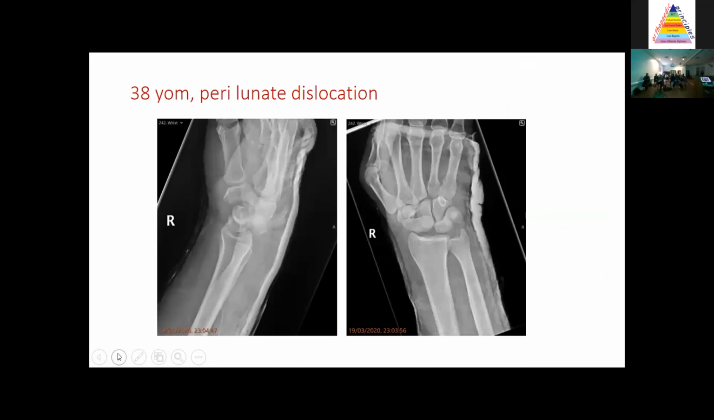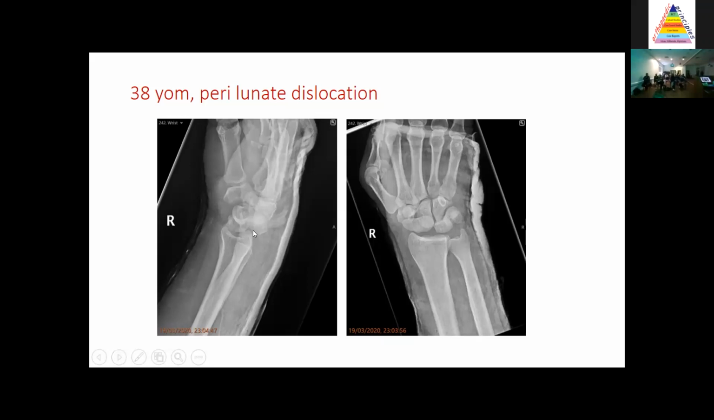What's this? Yes, perilunate. Do we agree? Look at all the carpus. Yes. And something is happening with the scaphoid also, see? So who knows, the scaphoid may have, like, again, it doesn't matter. All I know is it's a significant injury.